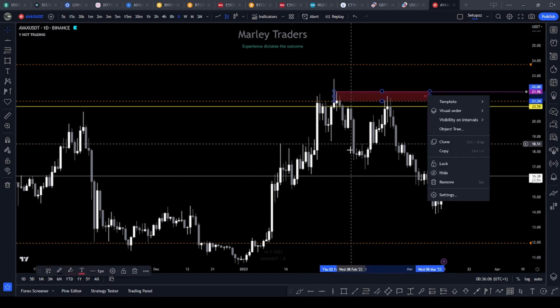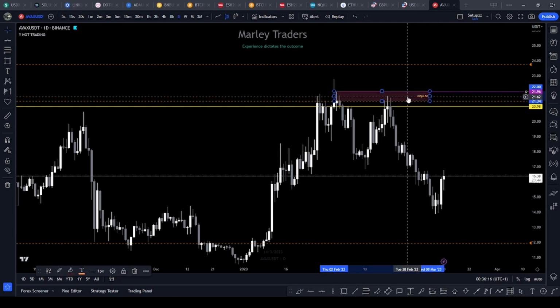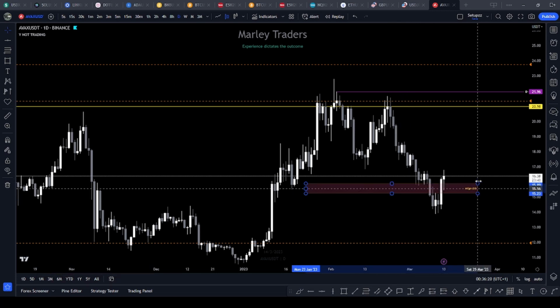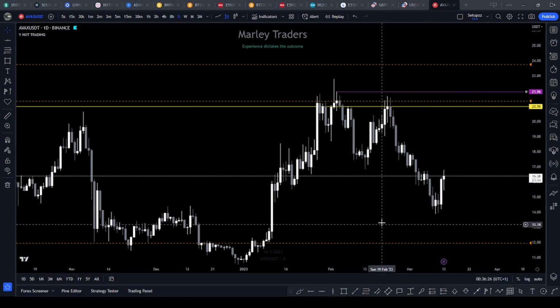So if you're doing a breaker or something, you just have to understand what a breaker is in the first place, and you have to understand what a mitigation is. So if it's a mitigation block, I will just put it there and I just draw it. It's called a mitigation block. So you might see this in some of my charts or some of my setups. So that is how I do that.